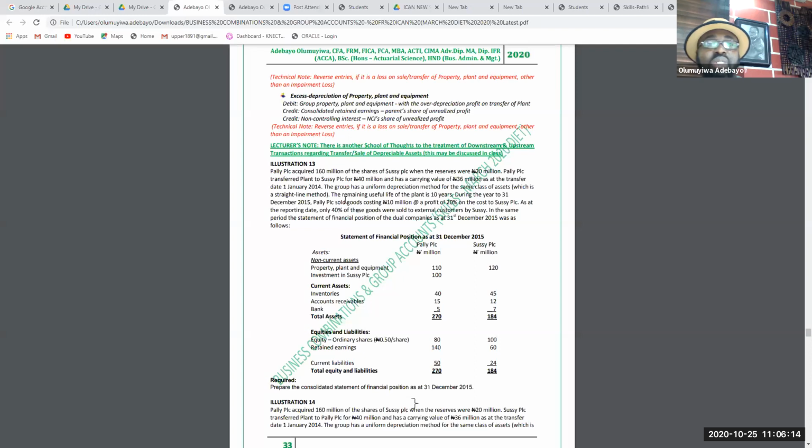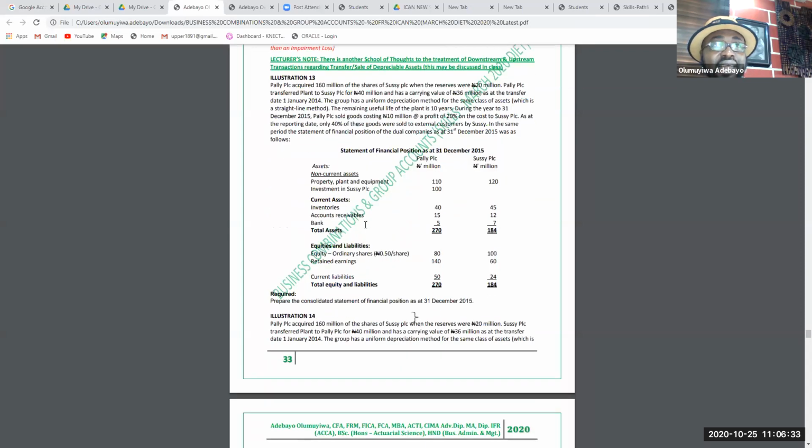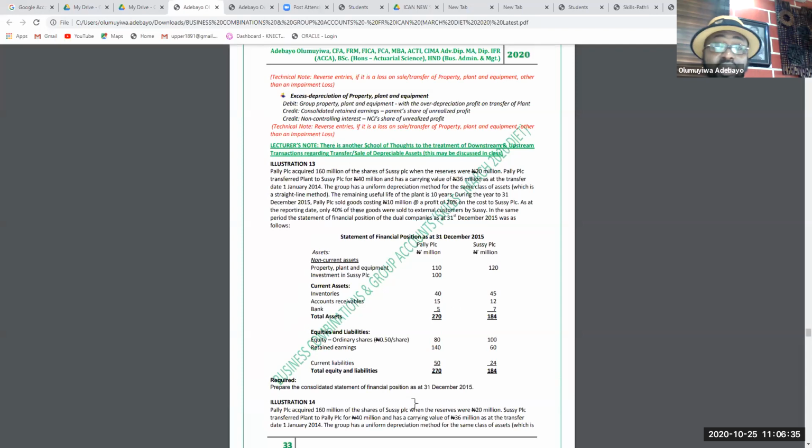Now, these two transactions having been identified, the next thing for us is to determine what appropriate adjustments we should carry out. Now, let's carry out the appropriate adjustment. Let me go back to my slide.